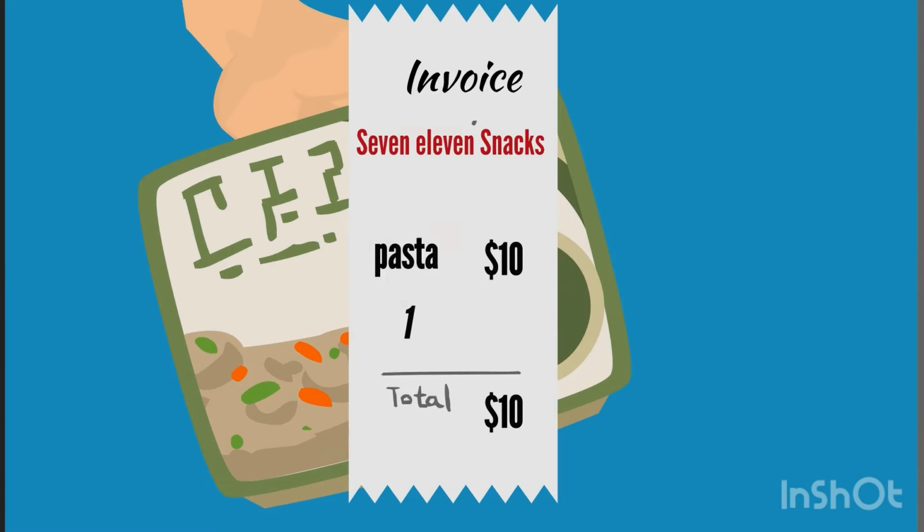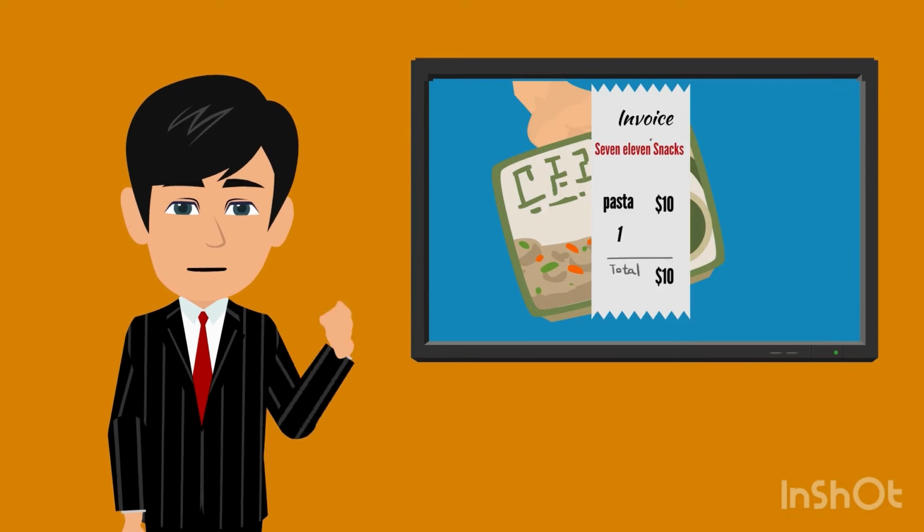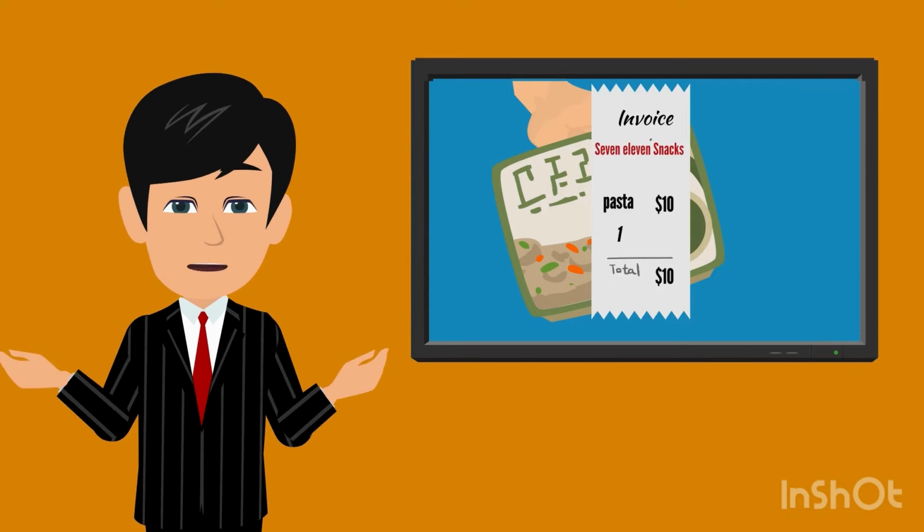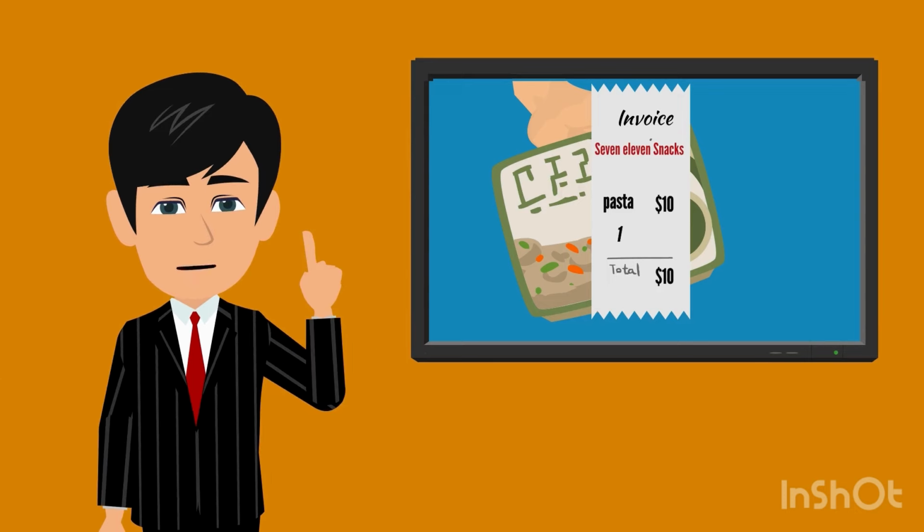Dear viewers, please note that the name on the invoice is 7-Eleven Snacks, the business name, not the owner's name. Here the business is telling their customer that I have sold one packet of pasta for $10 and you need to pay the business $10 against this invoice. There is another way to record transactions. Let's see an example for better understanding.